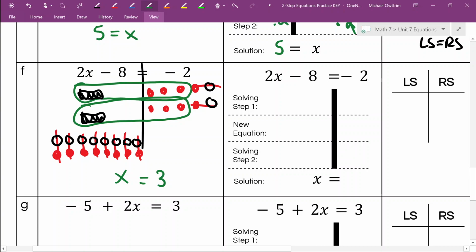In terms of my symbolic work, the opposite of subtracting 8 is adding 8. Of course, I'll do that to both sides. Minus 8 and plus 8 cancel out, leaving us with just 2x on the left side. And then we have to be careful with our integers.